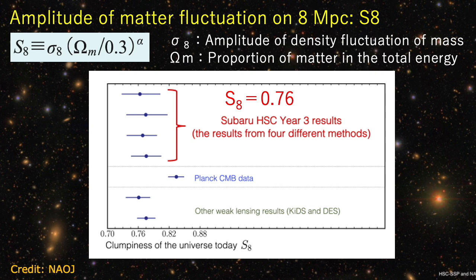This value is consistent with measurements using gravitational lensing conducted with other projects like KiDS and DES. However, it was found to be smaller than the values derived from measurements of cosmic microwave background radiation by the Planck satellite. Considering the possibility of measurement error alone, there is over a 95% probability of a significant difference. If this difference is significant, it indicates a flaw in current standard cosmology and suggests the potential existence of unknown physics. Thus, further verification is necessary.